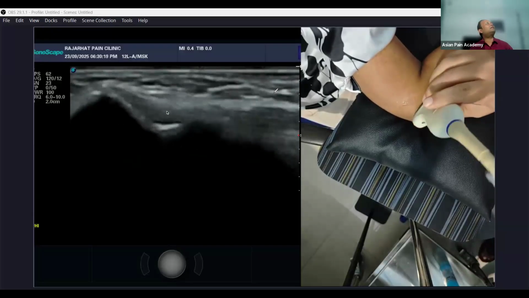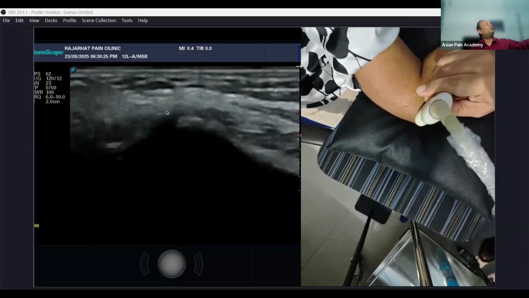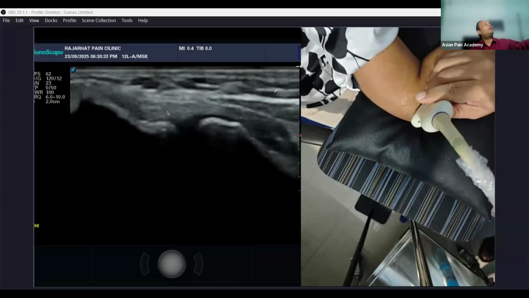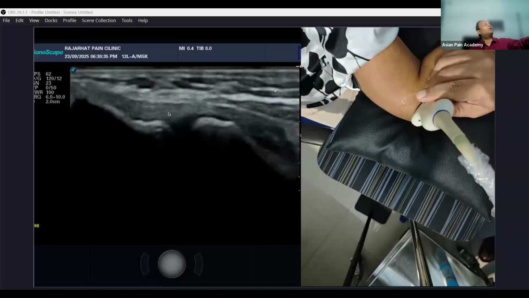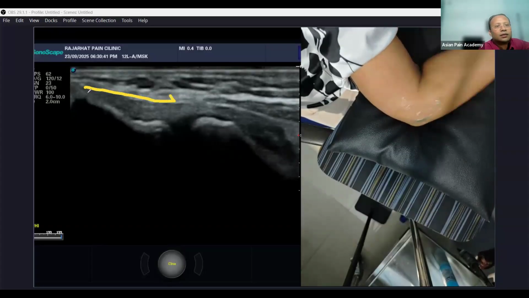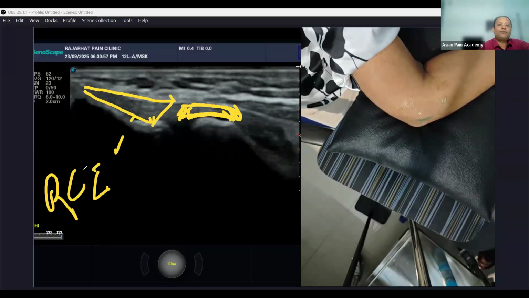Just head of the radius. The thing is that we need a more high frequency probe. This area is the annular ligament. You see, if I hold it in this way, then you see that this part is different and this part is also similar to this. So this part is nothing but the annular ligament, just head of the radius and above that, and this part is your radial collateral ligament.